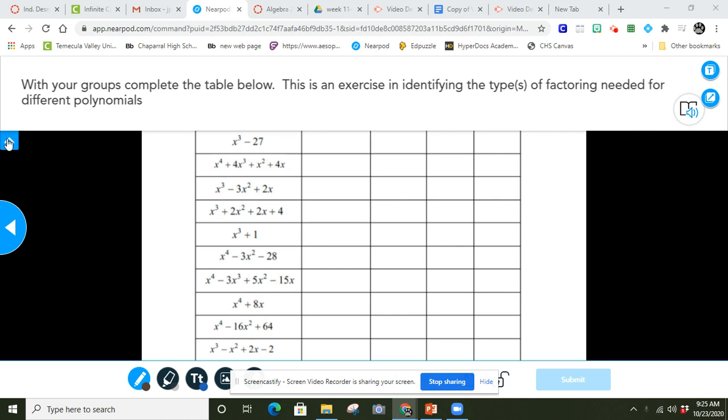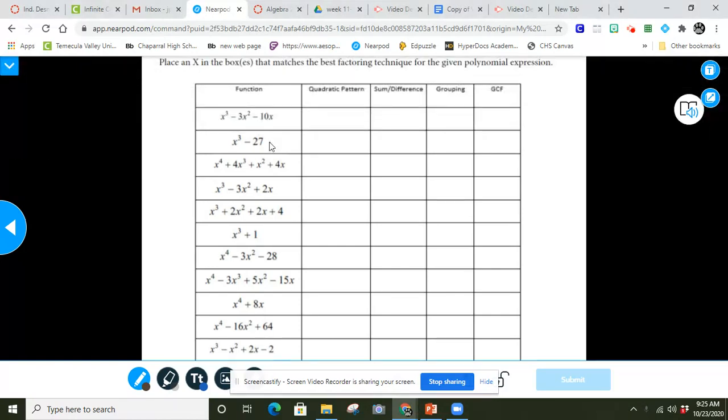All right, so we're going to put this all together right now. And for today's homework, you're going to be asked to factor all these. But to get you started, we're going to talk about which strategy we will use to factor these polynomials. All right, so we have four choices here. We have quadratic pattern, sum and difference, grouping, or GCF.